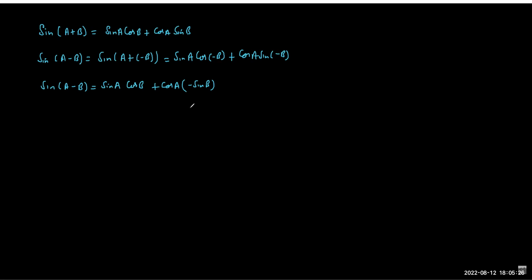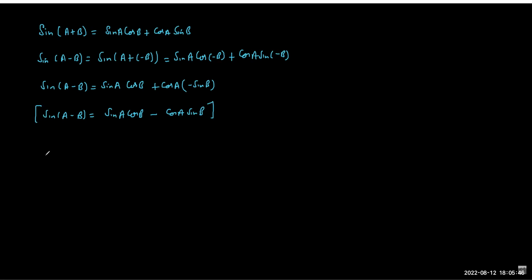Yes or no? Yes, sir. And therefore, sine of A minus B turns out to be how much? Sine A cos B minus cos A sine B. So the minus will come into the picture. It is simple enough to remember, but it's also easy to derive.